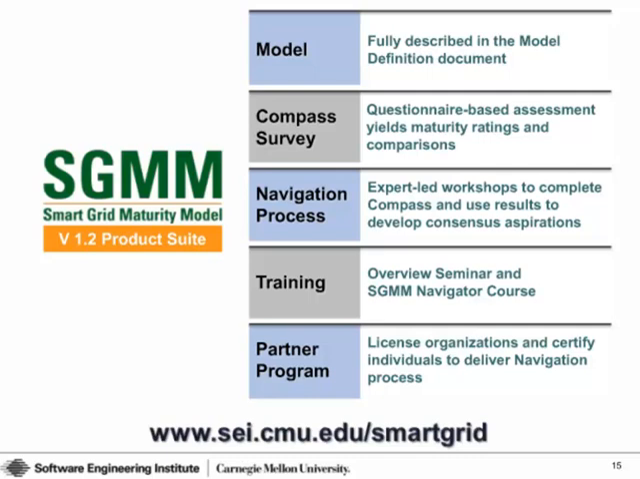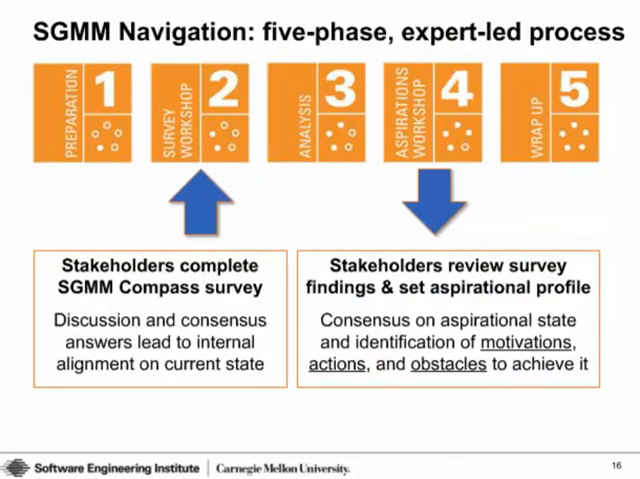A bit more about the navigation process is on slide 16. It's a 5-phase process, and I think about it really around 2 crucial workshops. So the navigator conducts some pre-work, which is working with a sponsor at the utility to pull out some of the demographic and context information, so that it's both recorded for the assessment, and also gives the navigator a sense of the nature of the utility's business drivers as we get into the workshop. Then there's this first workshop, which is the second phase, which is the process of working through the survey.